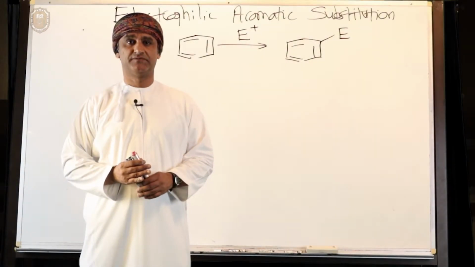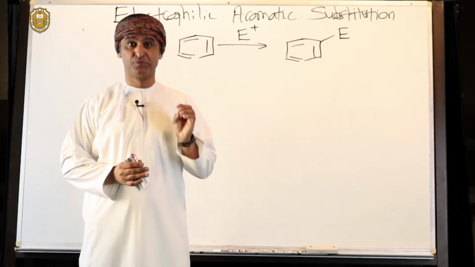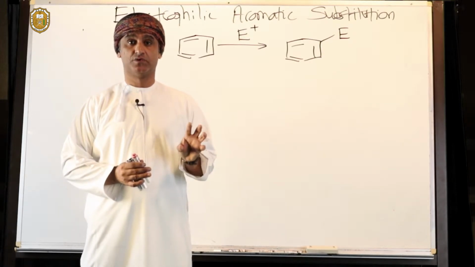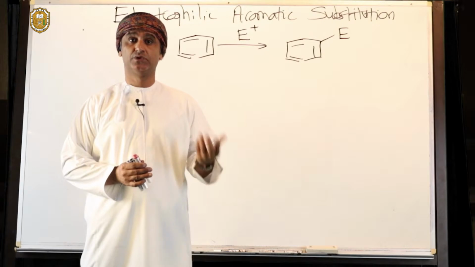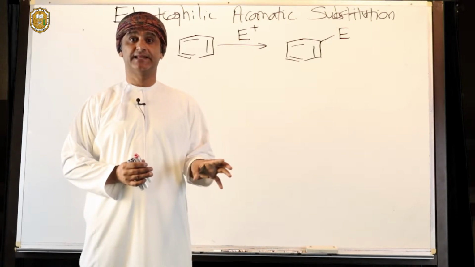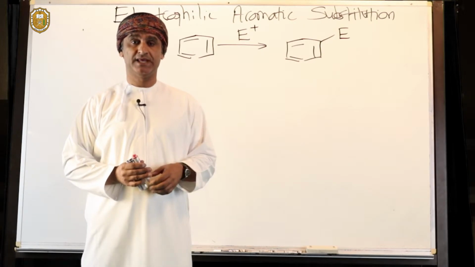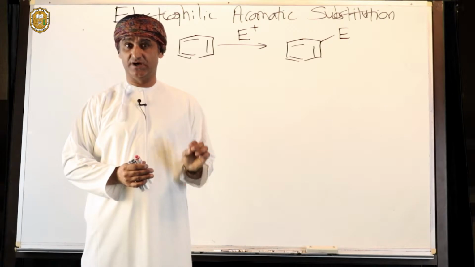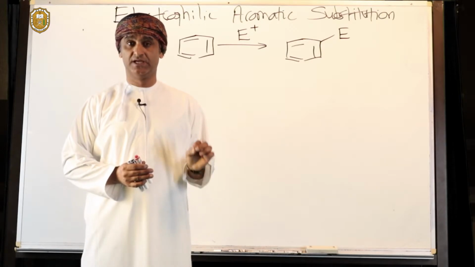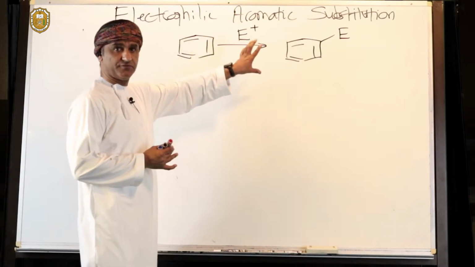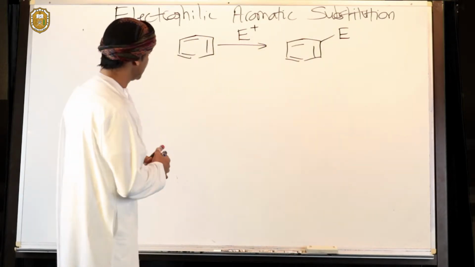We have discussed previously bromination of benzene using bromine and iron 3 bromide, and the product was bromobenzene. Can we do chlorination? Of course we can, and chlorination is actually carried out in a similar manner. Benzene reacts with chlorine in the presence of iron 3 chloride to give chlorobenzene. So this is a general scheme for electrophilic aromatic substitution reaction.